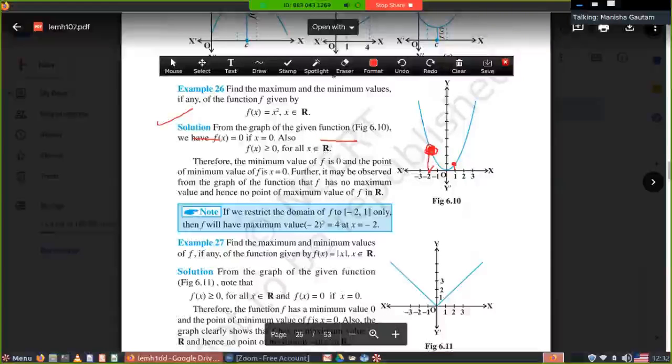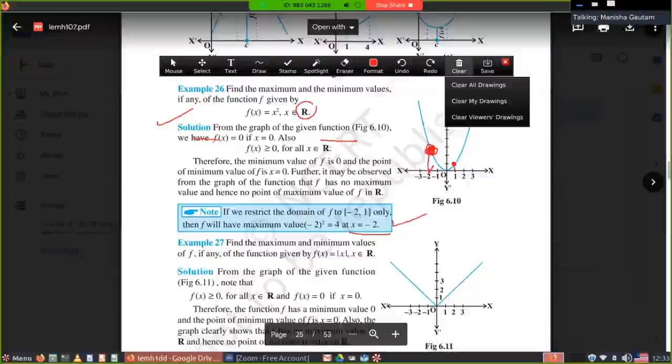Then you can say that f will have a maximum value in the case when you restrict the interval which is given as real numbers. If you restrict it from minus 2 to 1, then you can get the maximum value. Where will it be? At x is equal to minus 2, you will get the value that is maximum. So to get the maximum value, we have to restrict the interval.